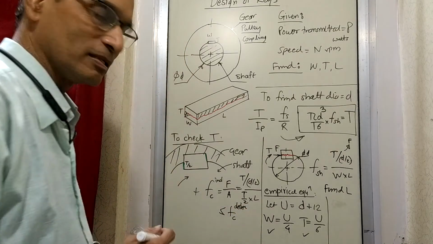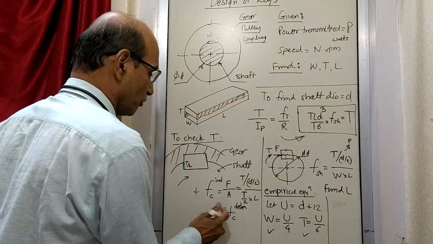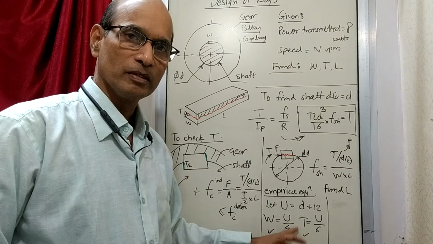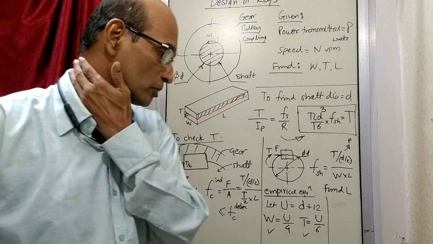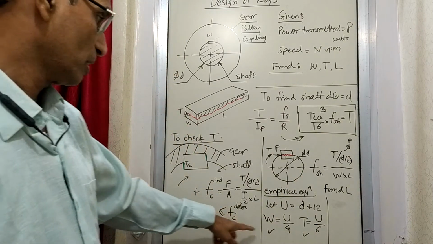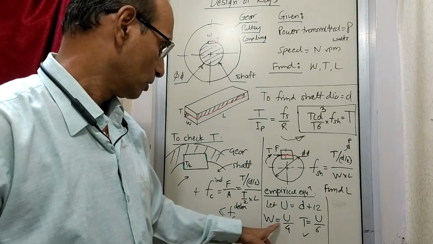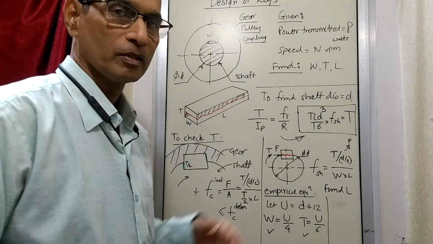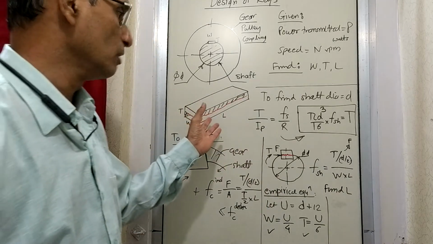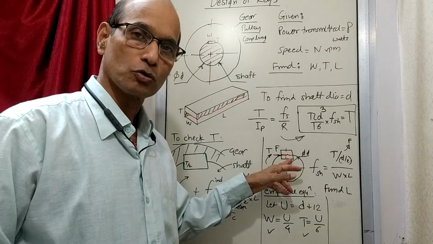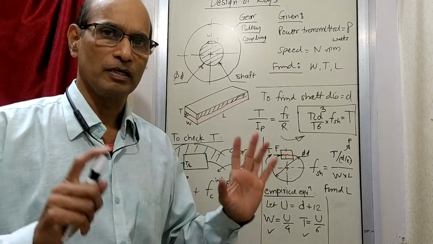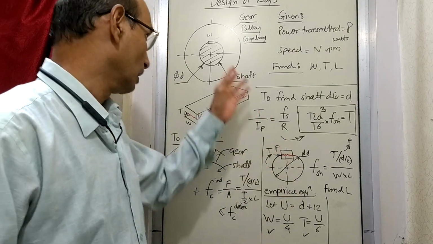If it is less, that means this crushing failure will not take place, and the dimension which we have found out, T, is sufficient. So that way you can check the thickness of the key. W is already checked, L is already checked. So now the cross section of the key is final, and this key will not fail in shear, and it will not fail in crushing. So the key is now safe and it can be fitted here.